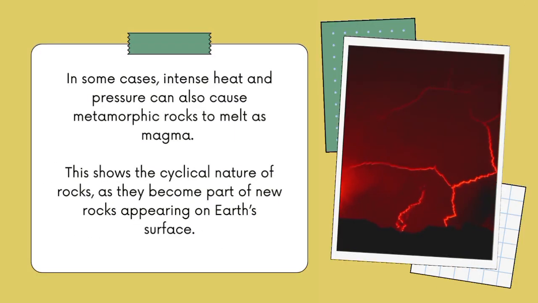In some cases, the intense heat and pressure can cause metamorphic rocks to melt into magma, continuing the rock cycle. When magma cools and solidifies, it forms igneous rocks, which can later be broken down into sediments or subjected to heat and pressure again, demonstrating the continuous transformation of rocks over time.